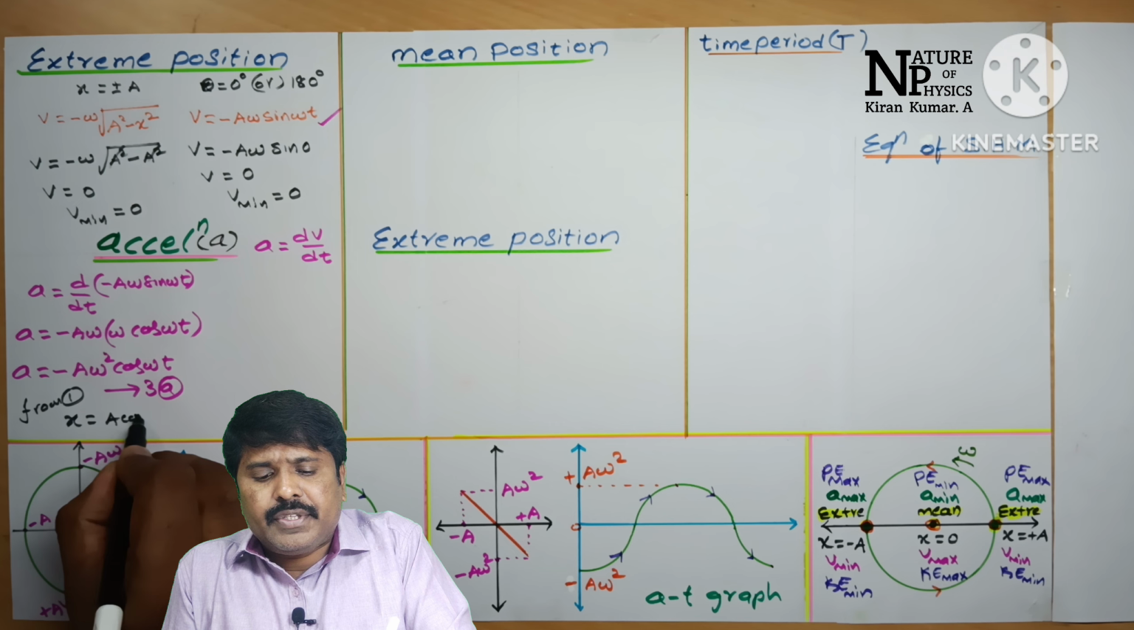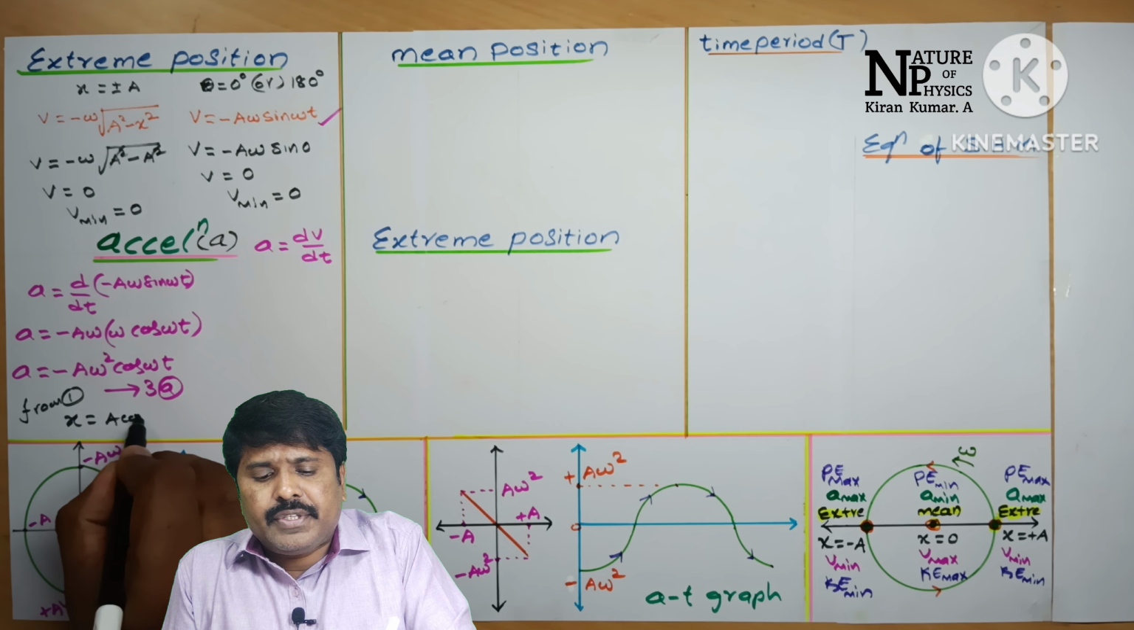Extreme position condition is x is equal to plus or minus a. Okay student, and the value is replacing now, that is equation number 1, so that a is equal to a cos omega t. Okay, a cancel, cos omega t is equal to 1, so omega t is equal to 0 degrees, that is equal to theta.